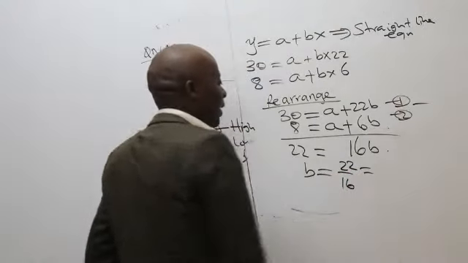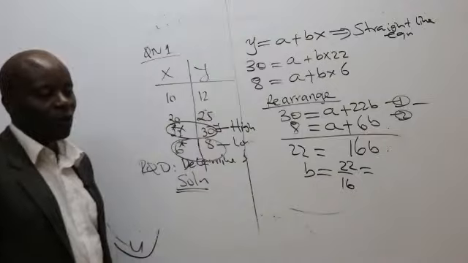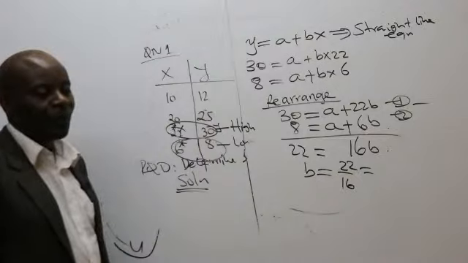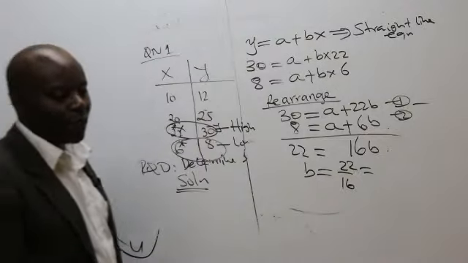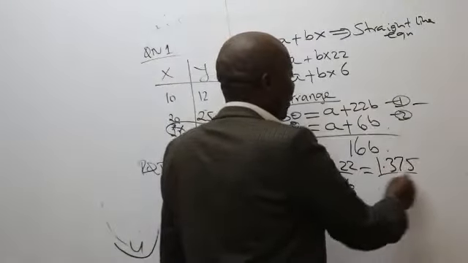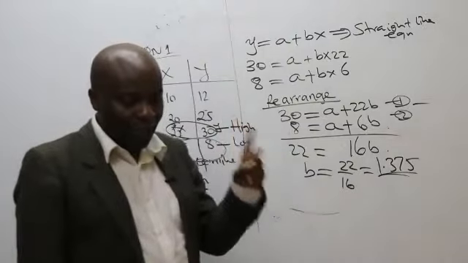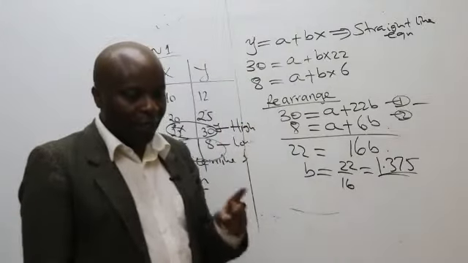So 22 over 16 gives me what figure, somebody? What is 22 over 16? So Daniel gives me a figure of 1.375. Karaoke has also confirmed. Thank you very much.